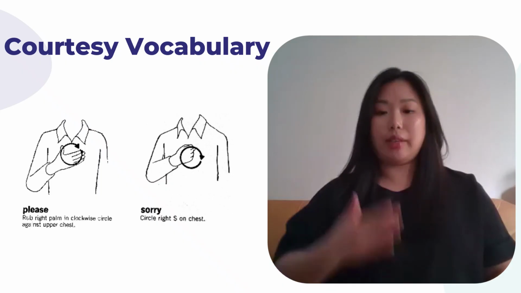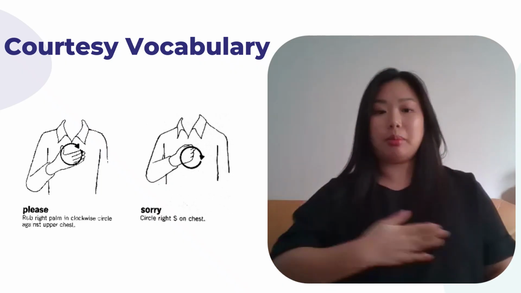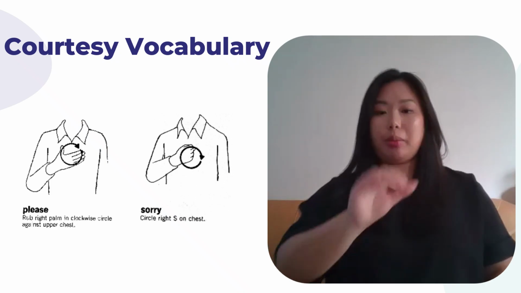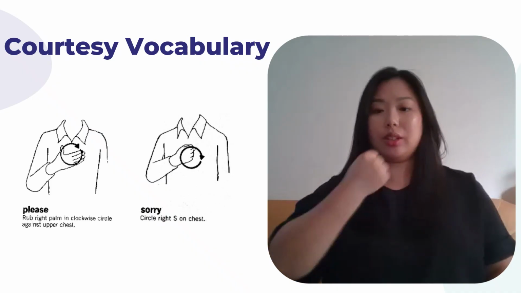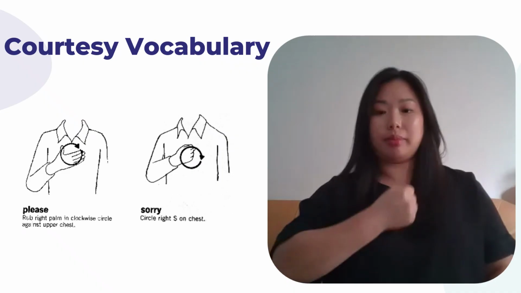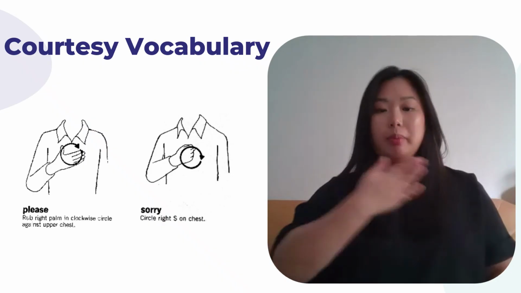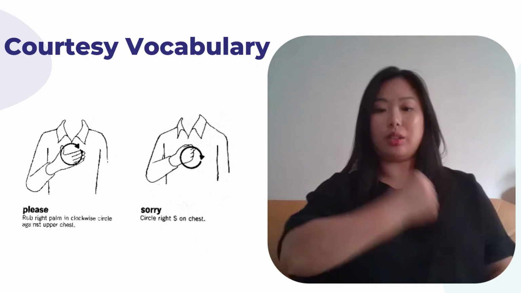For please, we have an open palm and you make a circle in the clockwise direction. Please. Sorry is similar. You make an S and you make a circle. Sorry. Please, open palm, please. Sorry, make an S, sorry.